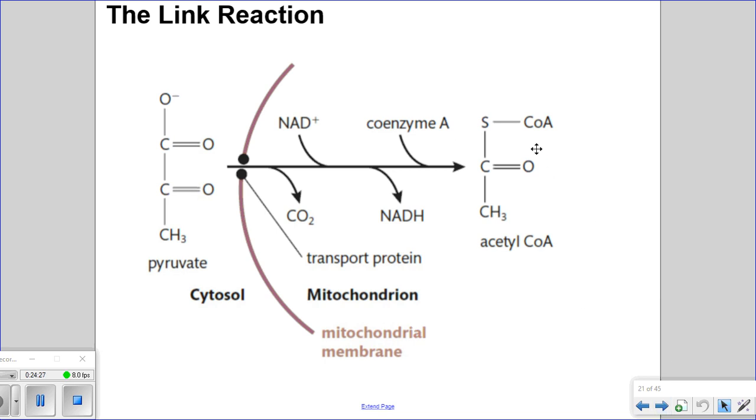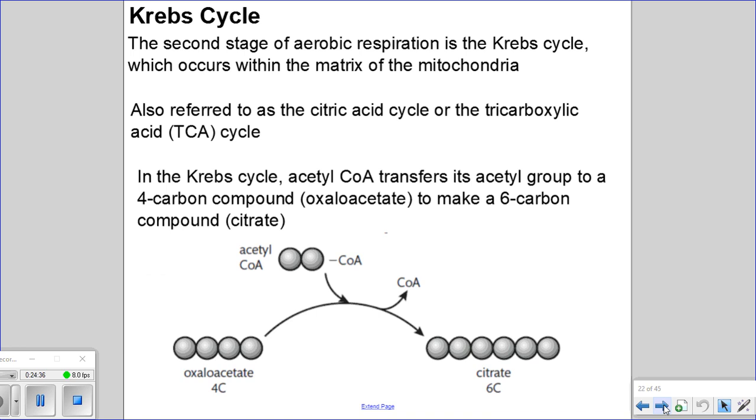So here is our 2-carbon compound. This is the acetyl group, and then here we have coenzyme A. So once acetyl-CoA has been generated, this can then enter into the next stage of cell respiration, which is referred to as the Krebs cycle.